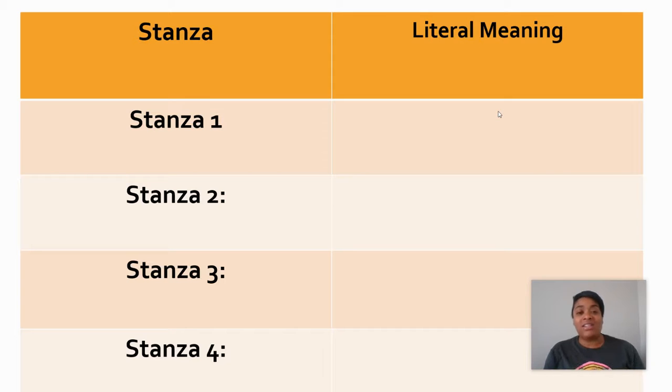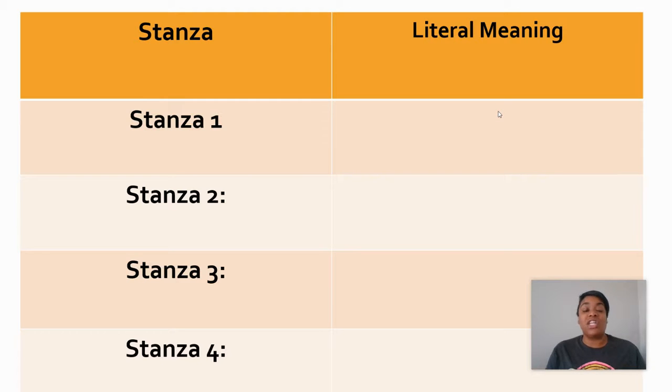On our T-chart, to the left, it's just going to be labeled the stanza. So you're going to label stanza 1, stanza 2, stanza 3, and stanza 4. On the right, we're going to write in our literal meaning. I'm going to give you 1 minute to create this T-chart.